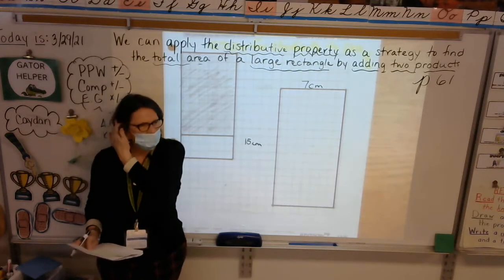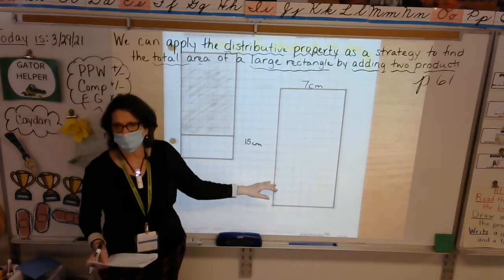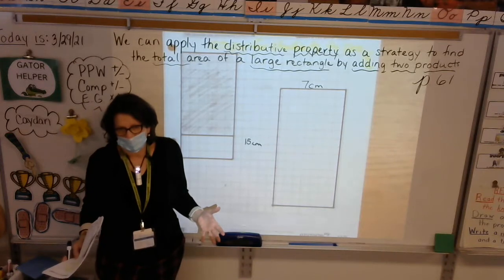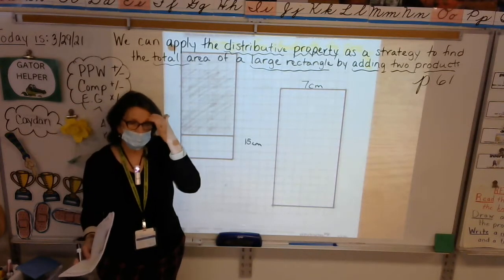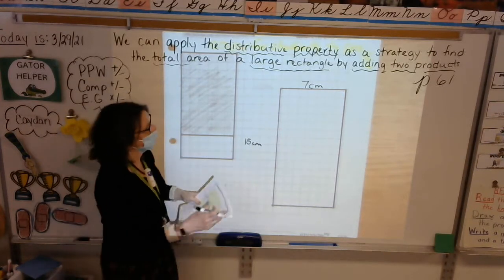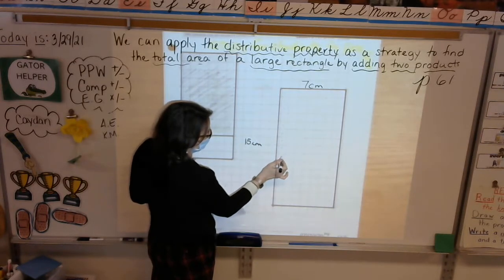So who has a suggestion on how we can decompose this? In other words, how many rows do we want to shade? What would you suggest? What would make it easy, Ori? What did we do in our last example? What is it easy to multiply by? 10. Let's all do 10. So let's count down 10. 1, 2, 3, 4, 5, 6, 7, 8, 9, 10.